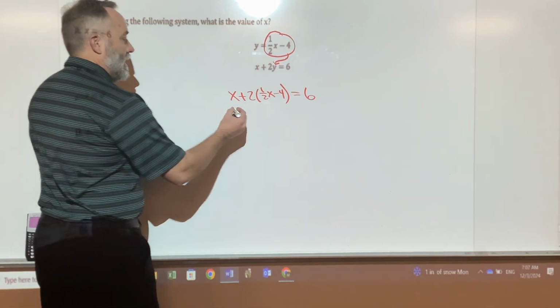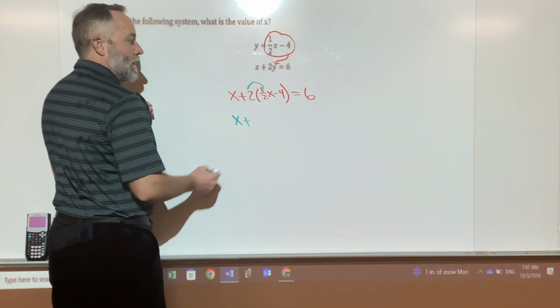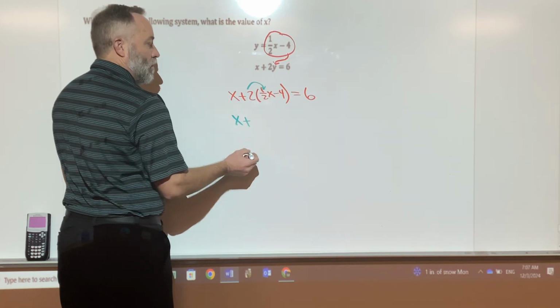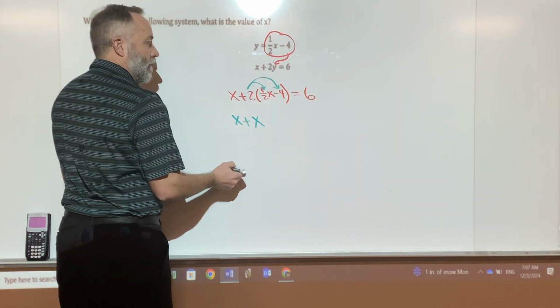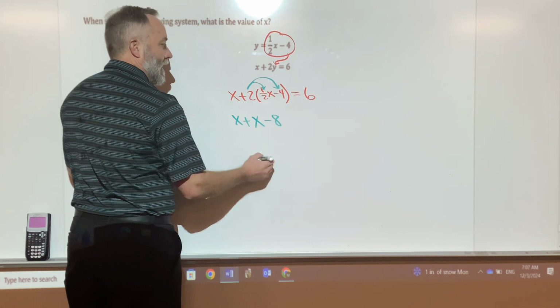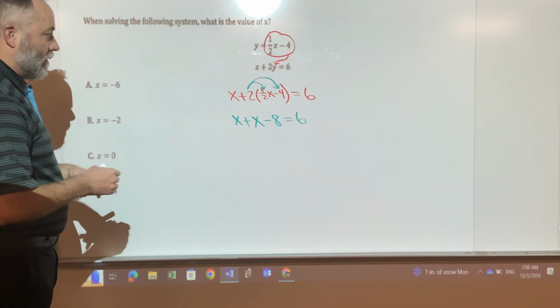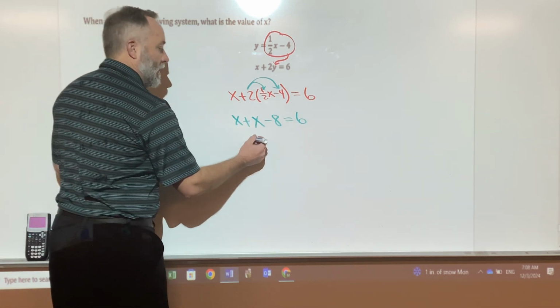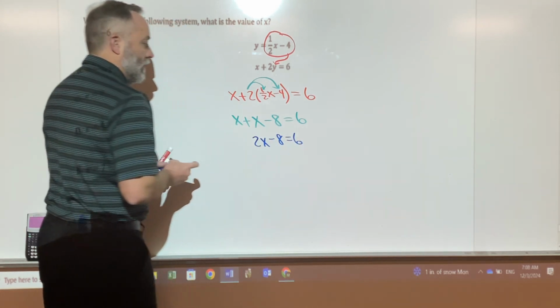So let's show this out. We have x plus, this 2 distributes into our parentheses here, so 2 times 1/2 x is just x. 2 times negative 4 is negative 8, and that's all equal to 6. Combining like terms on the left, 1x plus 1x is 2x, so now 2x minus 8 is equal to 6.